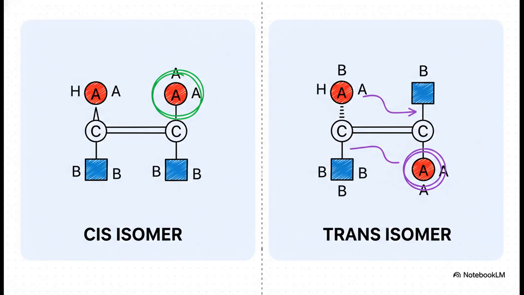And this leads to something really cool called geometrical isomerism. Look at the cis isomer. See how the identical groups are on the same side of that rigid double bond? Now look at trans. They're on opposite sides. They're made of the exact same atoms, but this simple difference in their 3D arrangement can completely change how they behave, affecting things like their polarity and even their melting point.